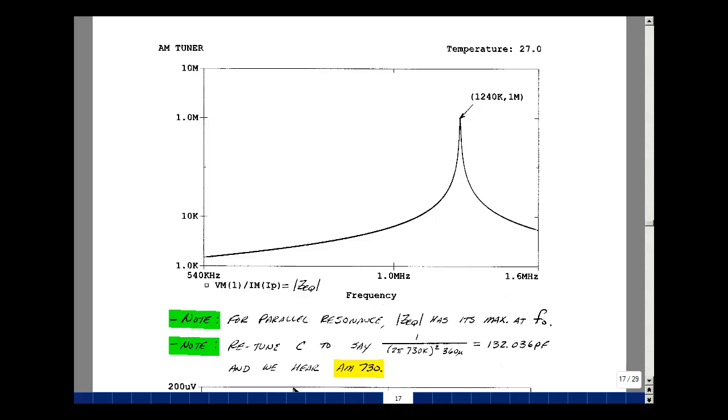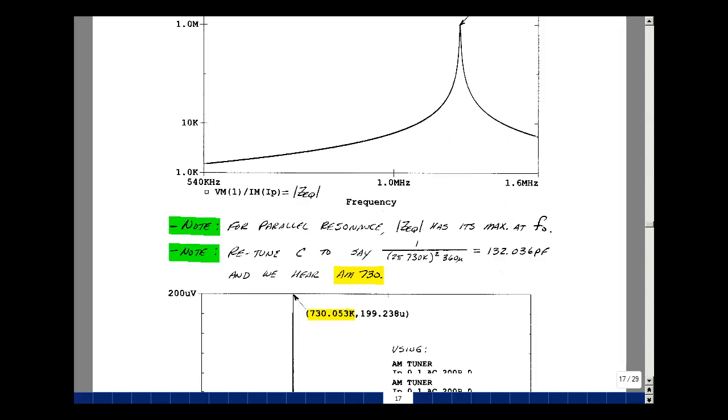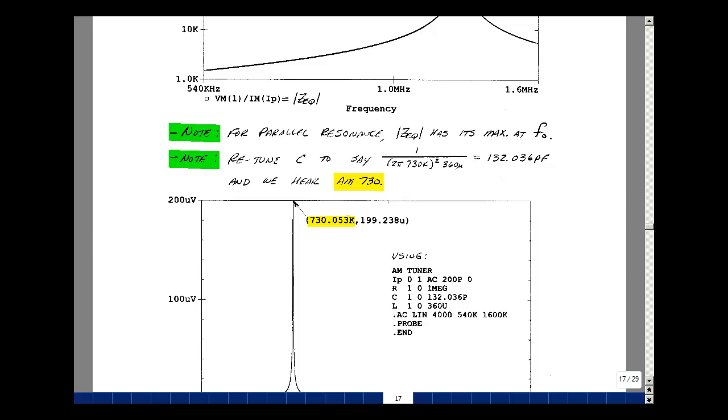Now suppose we retune this for AM 730. In other words, pick a different value of the capacitor. If it was a variable capacitor, just by turning the knob to a new value. I use the equation that omega naught squared is equal to 1 over LC. I'm just going to flip these two across. I get 132 picofarads this time.